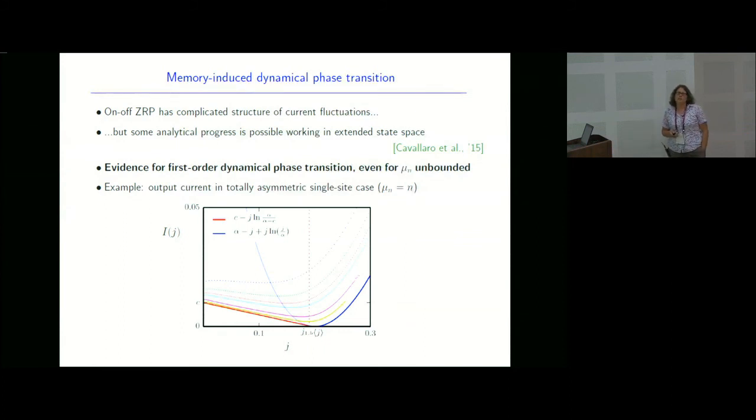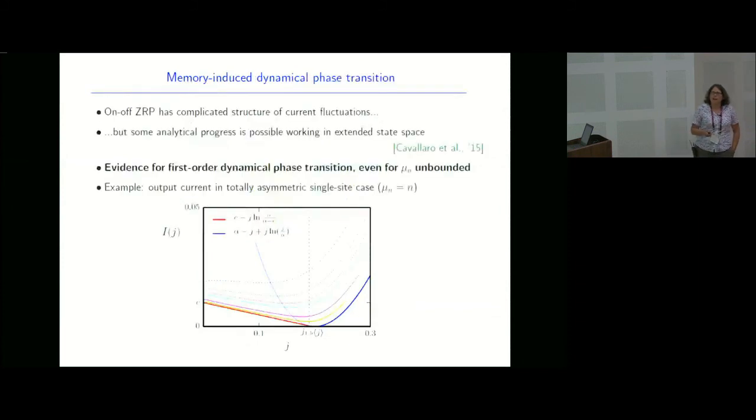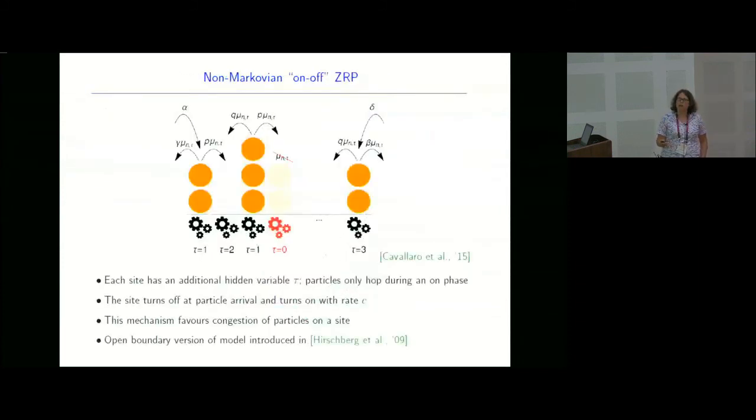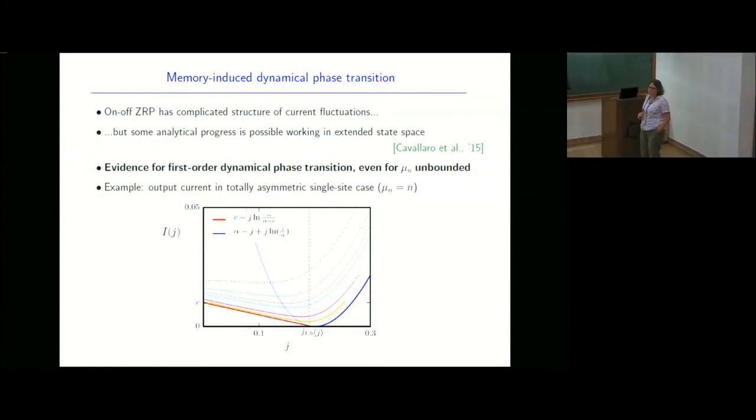So to try and convince you of that, let me look at probably the most simple thing you can do. Let's look at the case where my model only has a single site, which makes the analytics much easier, and it's totally asymmetric, so particles only move from left to right. And I set my departure rate, μn, to be equal to the number of particles on the site. So if I didn't have this hidden variable, this would just be non-interacting particles.